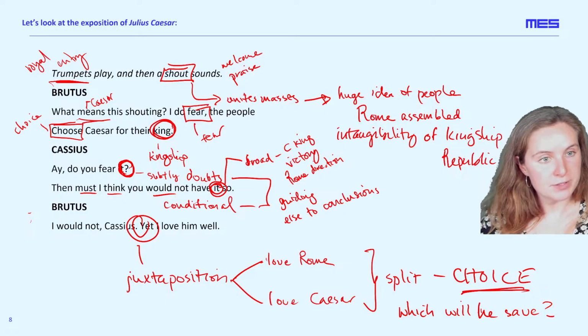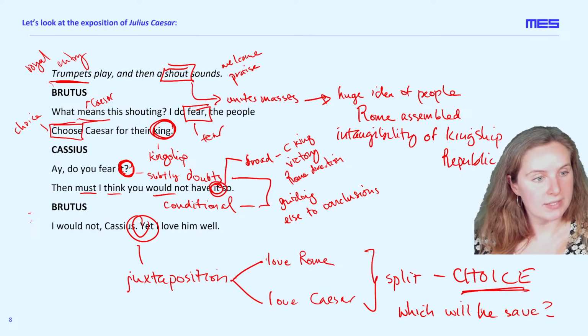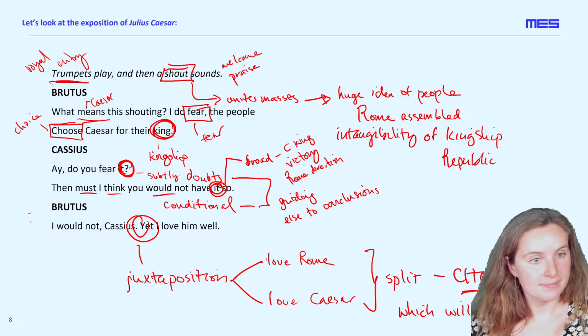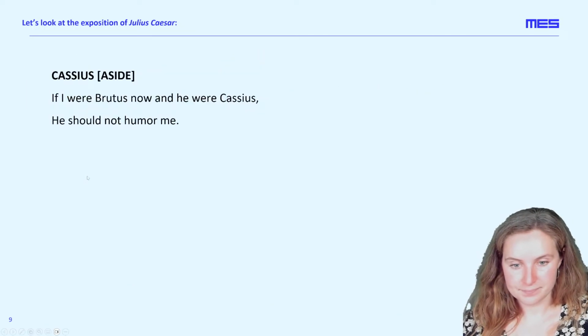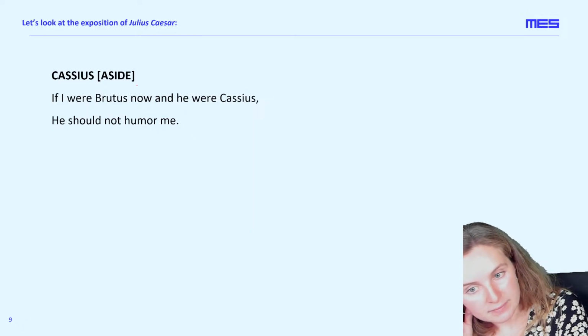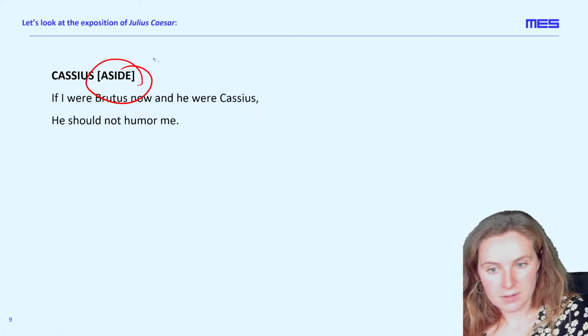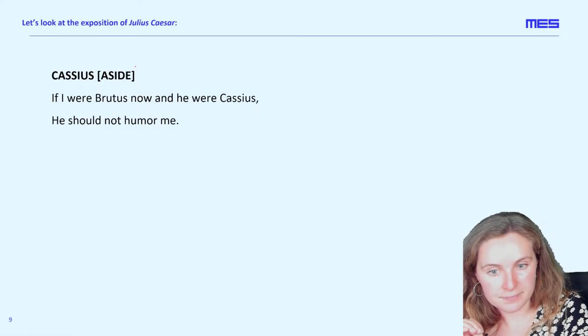Just so you can see, I put split choice, and then which will he save? Will he save Rome or will he save Caesar? And this is what Cassius says, and notice an aside, such an indicator of insidious thought, right?